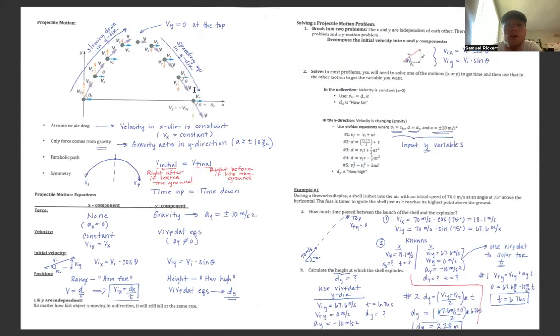Here's a nice picture of what happens when we throw something in the air. This could be a basketball player taking a shot at a basket. This could be a trebuchet launching something. This could be a football player trying to kick a field goal. But whenever we throw something into the air at an angle, we have two things going on at the same time, and both are important.